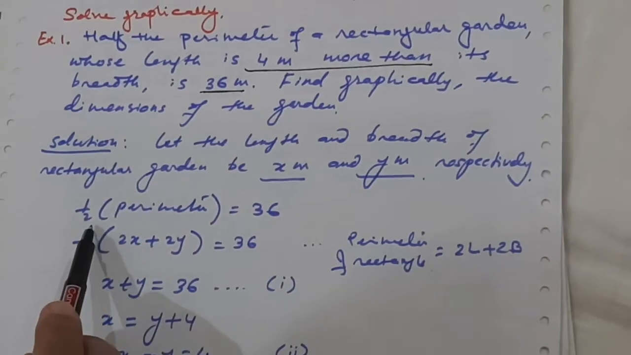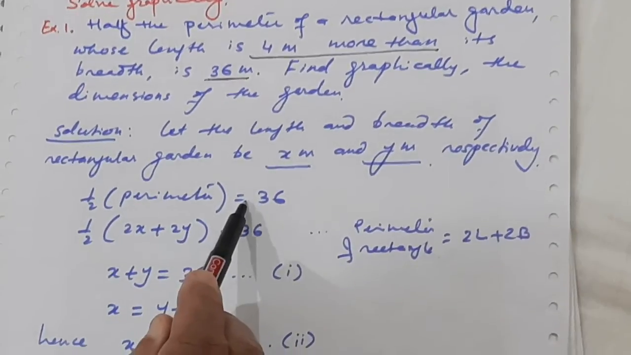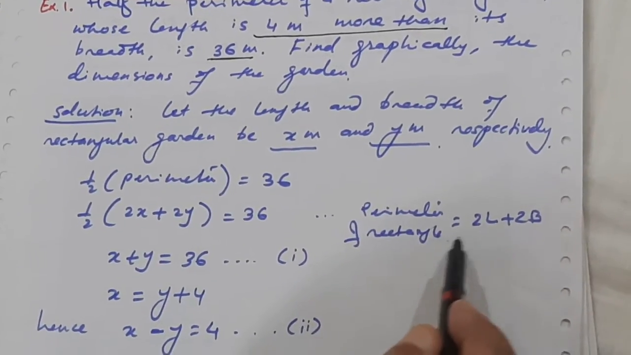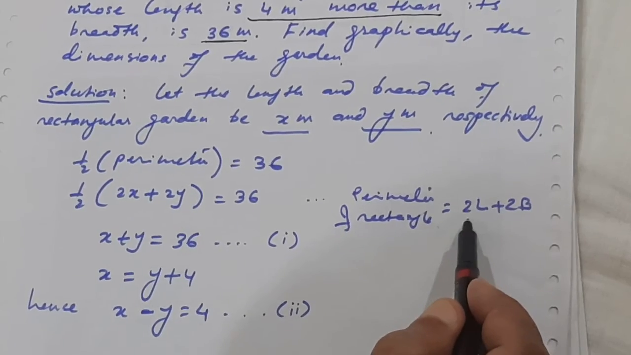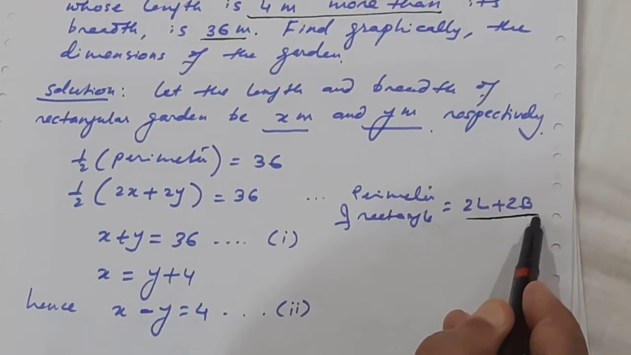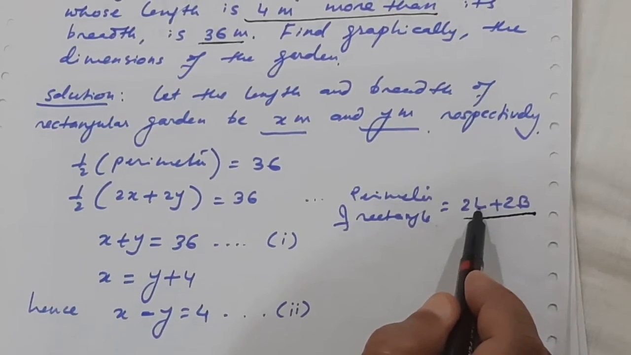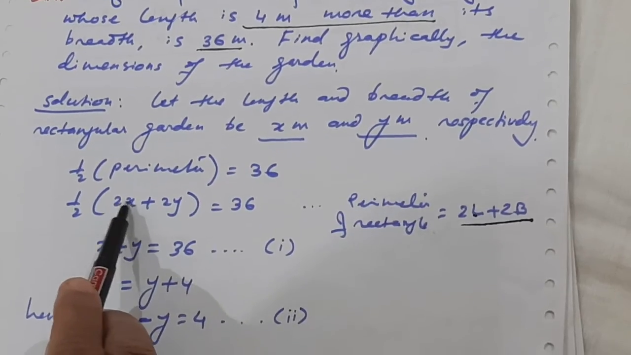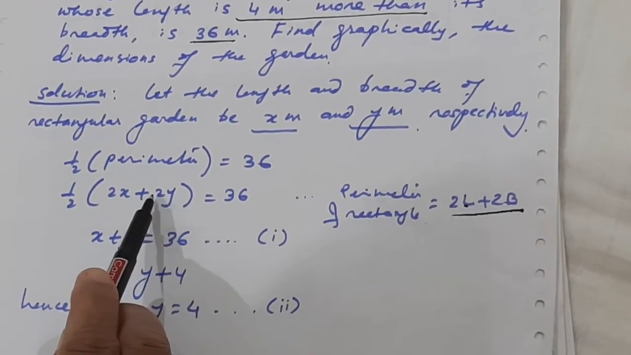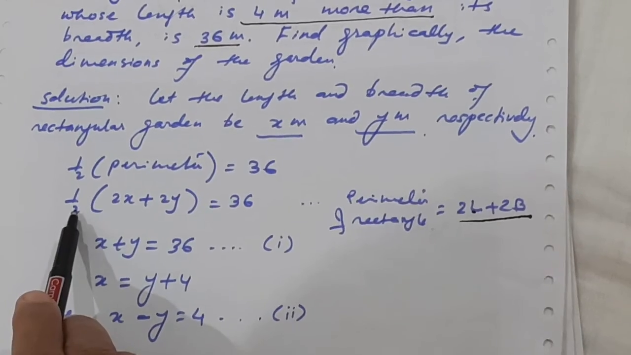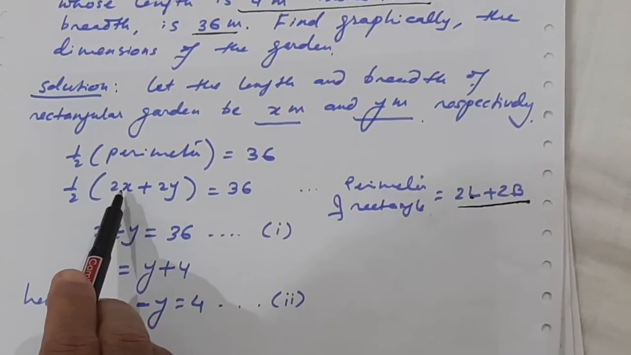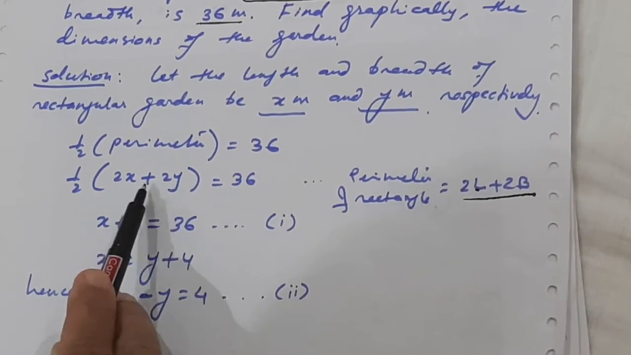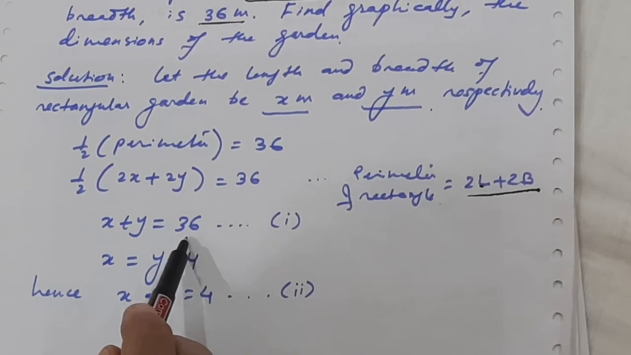So by the first condition, half perimeter is equal to 36. Now what is the perimeter of rectangle formula? Twice of length plus twice of breadth. So twice of length means here x, so 2x plus 2y. x is the length. Twice of length plus twice of breadth. Now this, dividing by 2 or multiplying by half, so this 2 gets cancelled. So what we get, the first equation, x plus y is equal to 36. This is our first equation.